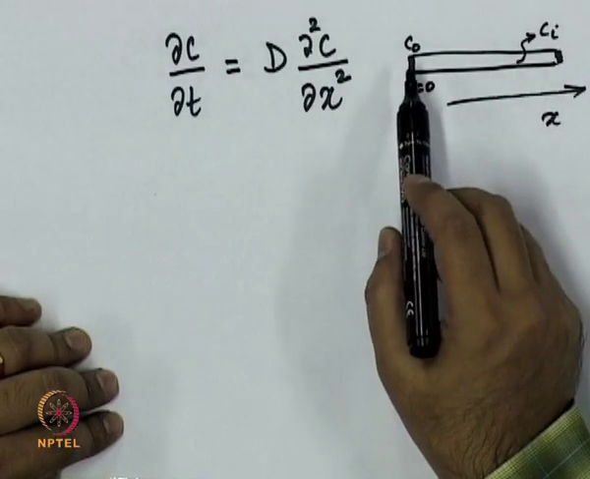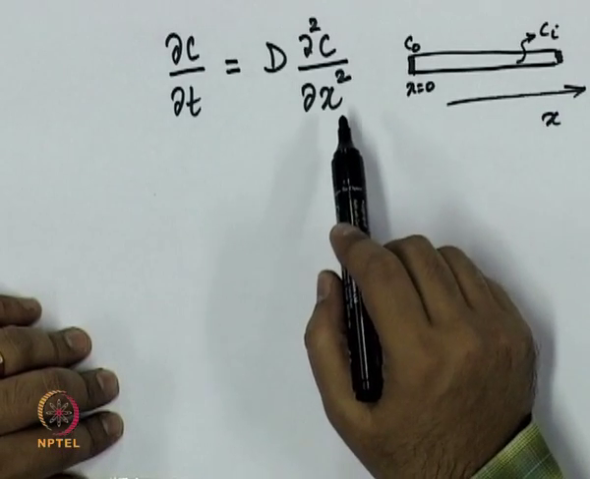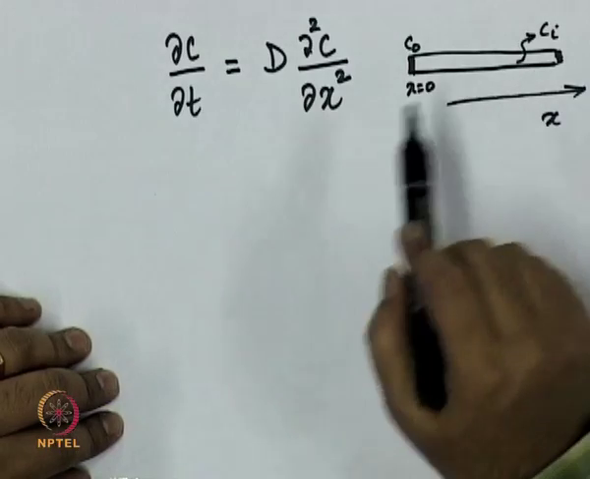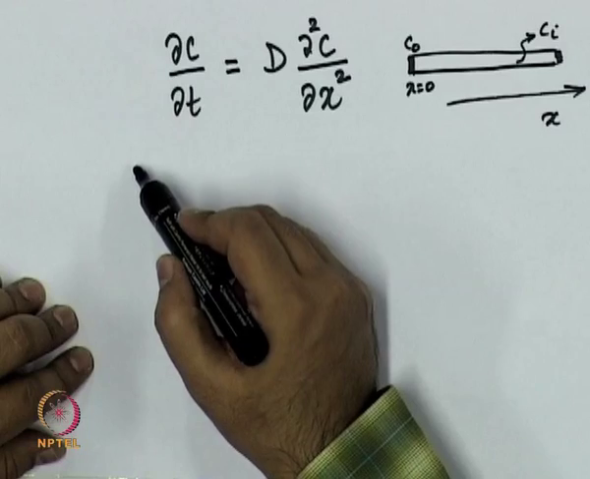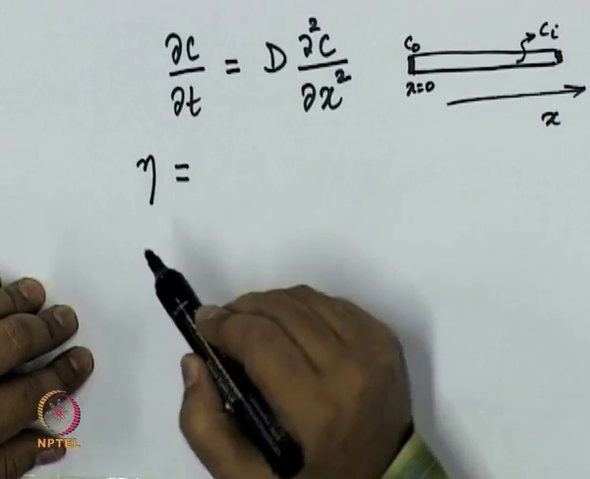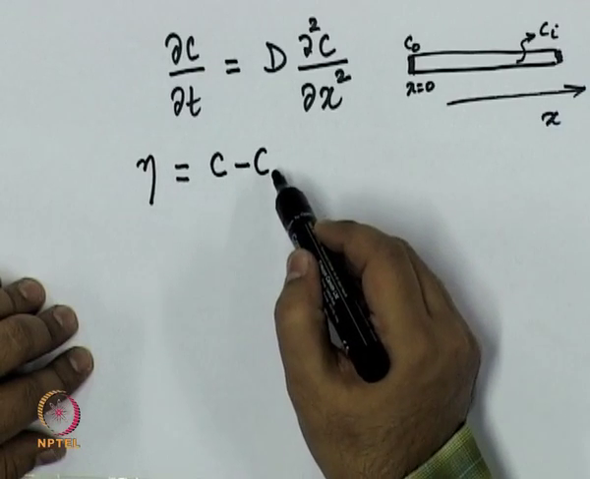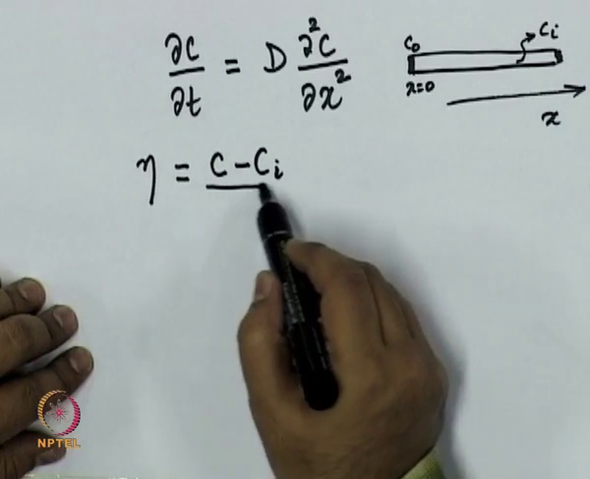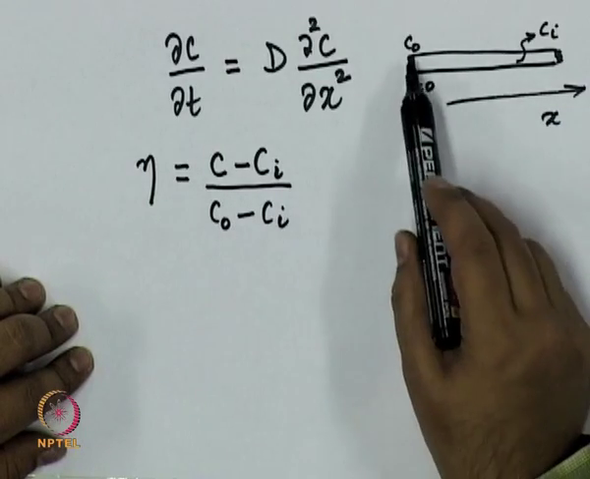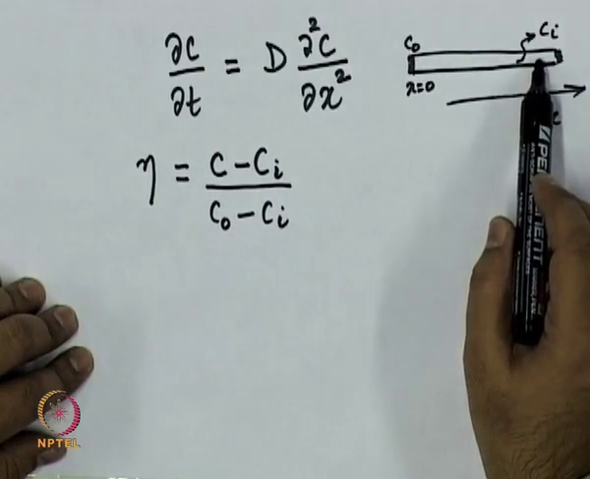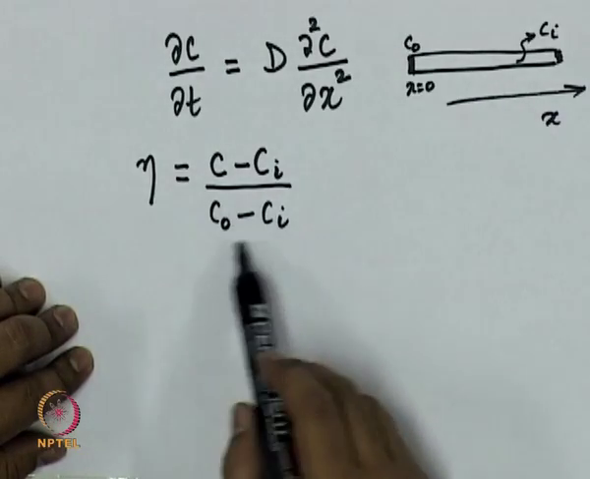So, we want to non-dimensionalize. This is the reason why this non-dimensionalization that I am going to carry out is slightly different from what we did earlier. So, I am going to first define a parameter eta, which is defined as follows. The C at any point minus Ci divided by C0 minus Ci, right. This is C0, this is Ci, and C0 minus Ci is basically the difference. So, I am going to normalize everything by that.